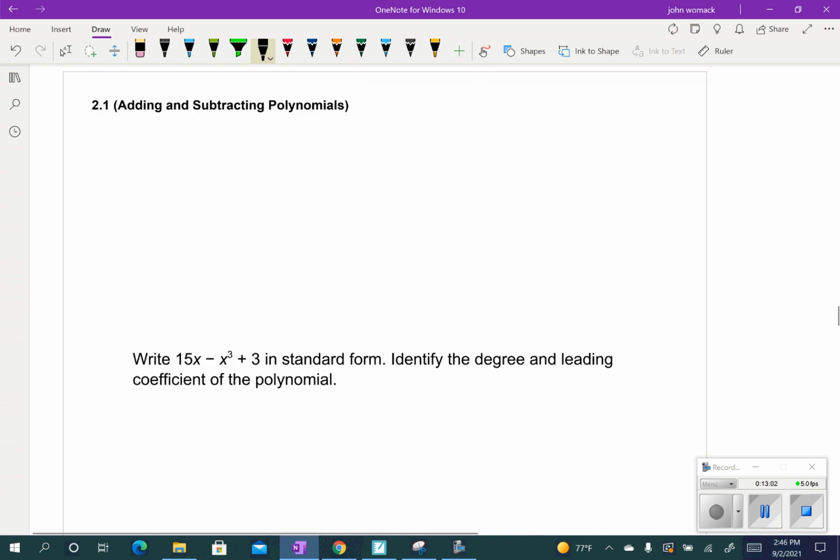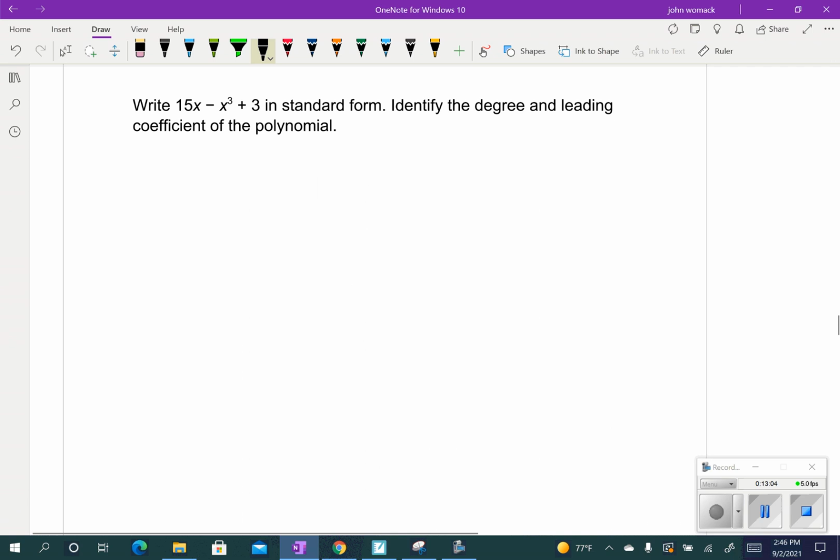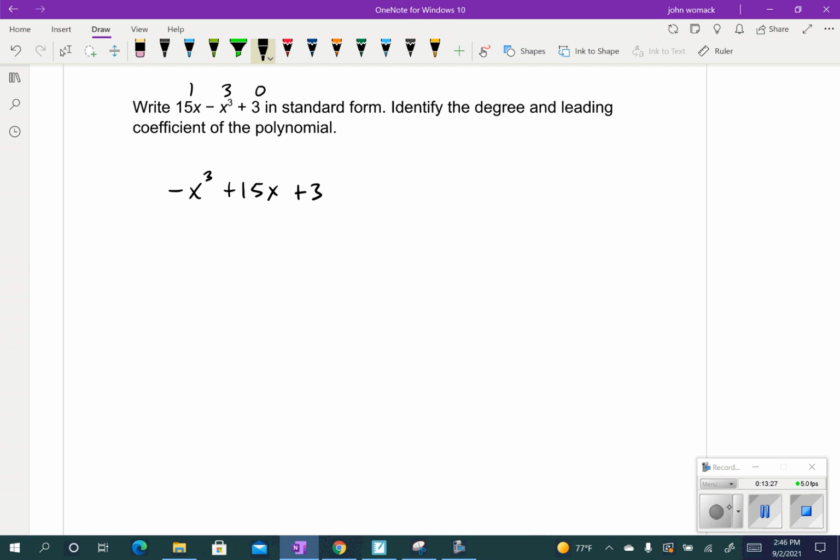The last thing we're going to do, let's do this problem right here first, though. It says write 15x minus x cubed plus 3 in standard form. Identify the degree and the leading coefficient. So standard form, we start with the highest degree, which is a -x cubed. It comes first. That's degree 3. This one is degree 1. That's degree 0. So next comes the 15x. And next comes the 3. So now it's in standard form.